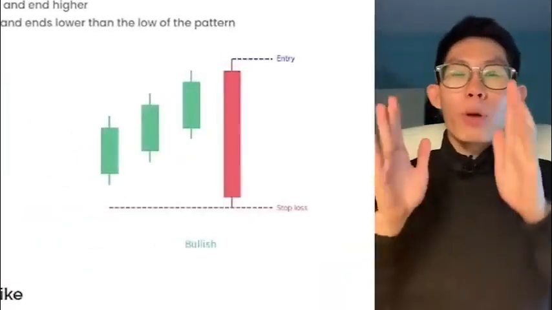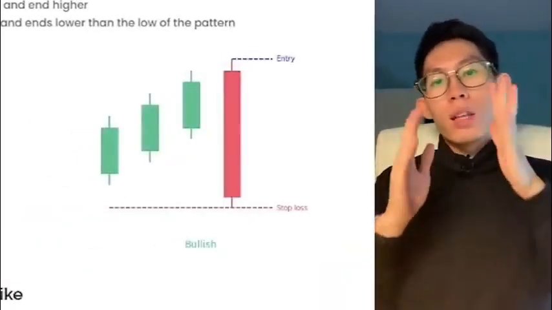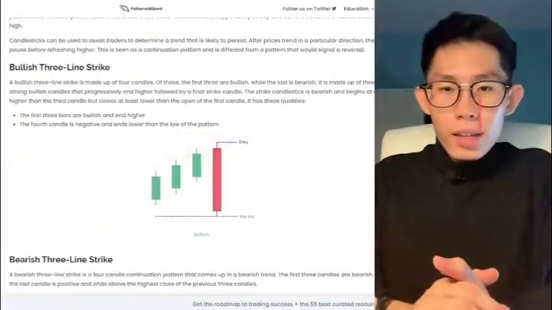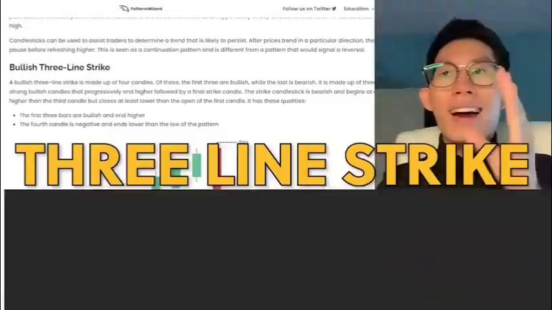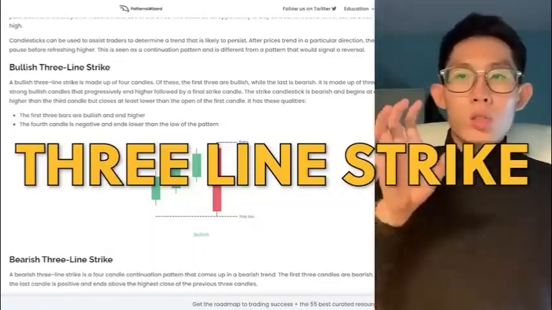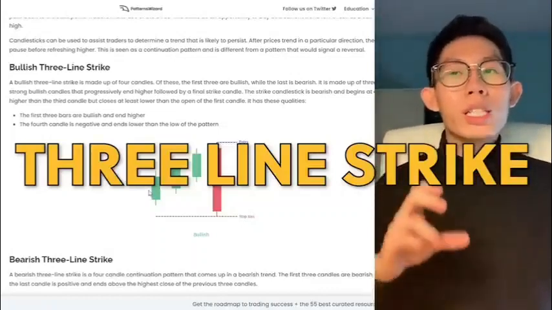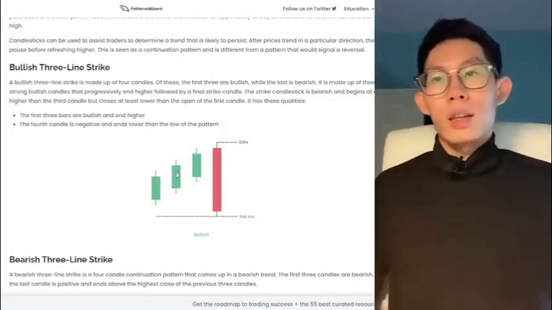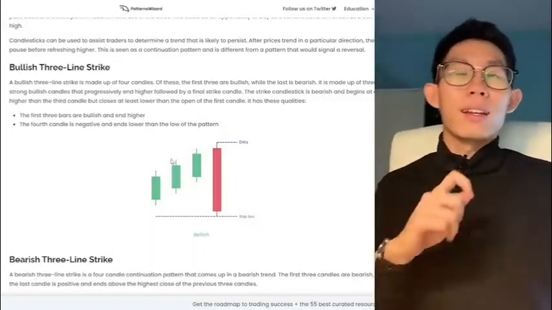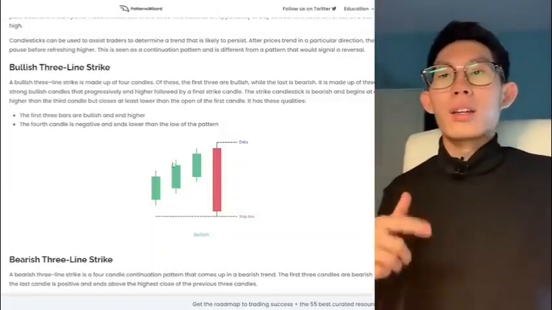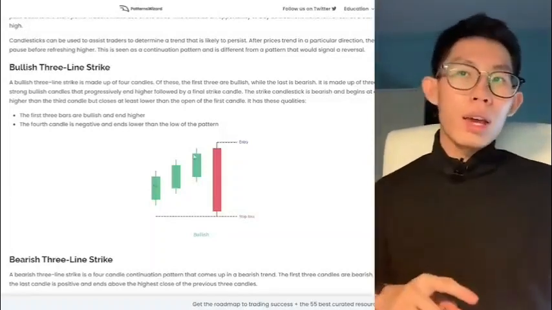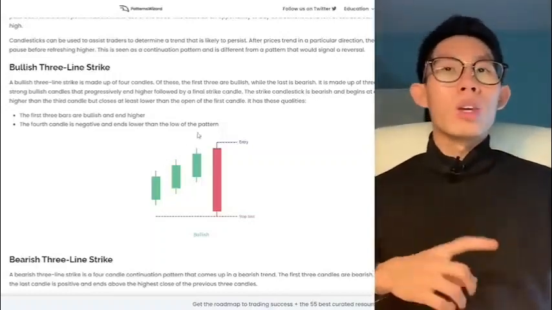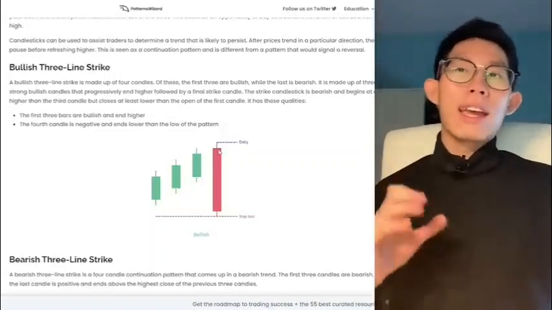In this video, I'm going to show you a candlestick pattern that will allow you to get sniper entries. This candlestick pattern is called your three-line strike candlestick pattern. It basically consists of three small green candlesticks, each one closing higher than the previous candle. As you can see over here, this second candle closed higher than the previous candle, and the third candle closed higher than the previous candle. And then it is followed by a huge red engulfing candlestick.